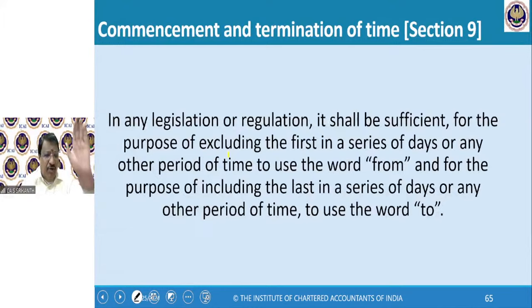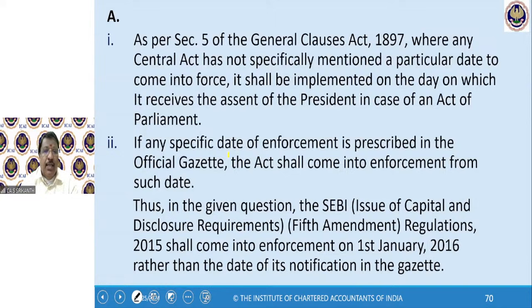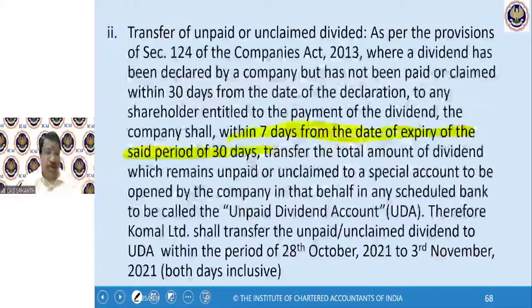That's all. Okay. So a similar example is there. SEBI regulations notified 14th August, with the effect from 1st January 2016. So if any specific date of enforcement is prescribed in the official gazette, the act shall come into enforcement from that date. So here, though it uses the word from, don't worry, because this from to is only for determining a period of time. Here the word from indicates the date from which it is coming into effect.